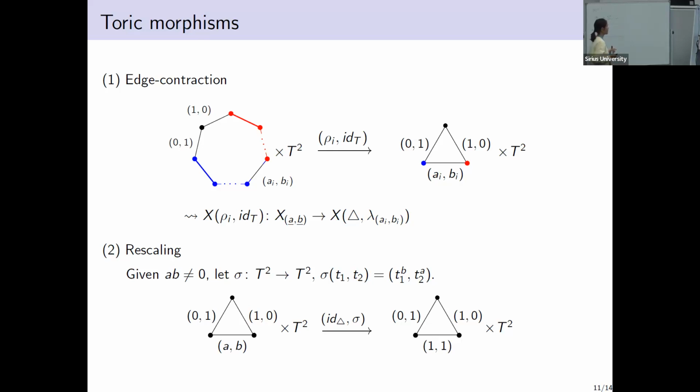So the second example is I can fix the polytope. So for example, if I have a triangle, I can take the identity map on the triangle. Then I take a group homomorphism between the tori. So once I know it is compatible with the quotient relation, this continuous map can induce a map on the corresponding quotient space. So in this way, as I said before, edge contraction can allow us to start with a polygon and choose another polygon with fewer edges. Okay.